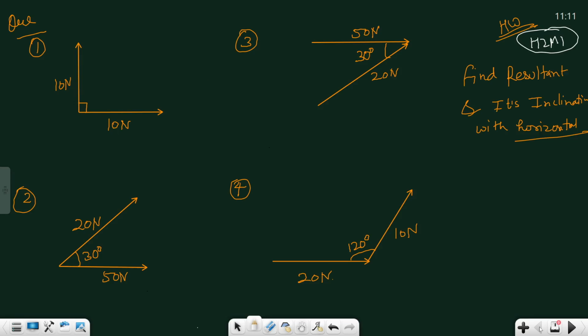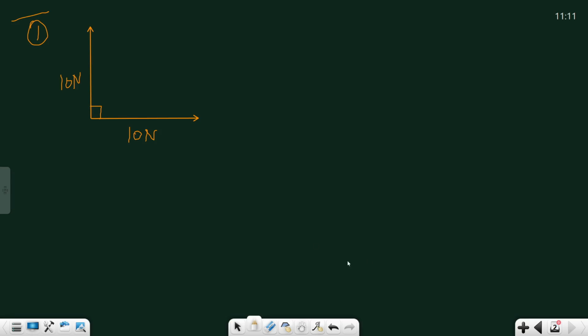What I ask about the resultant and its inclination. So that means angle. So the first one, what will be the resultant? The resultant will be equally inclined because these are having the same magnitude, so that will be the resultant. And what is the magnitude of resultant? Your answer? 10 root 2.